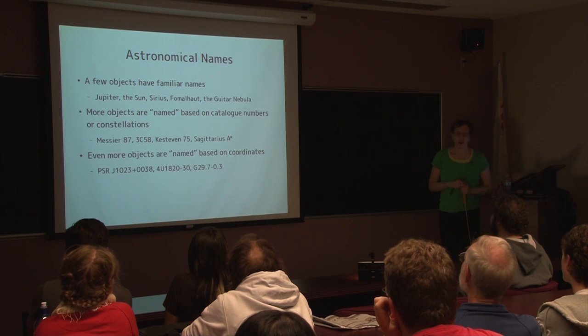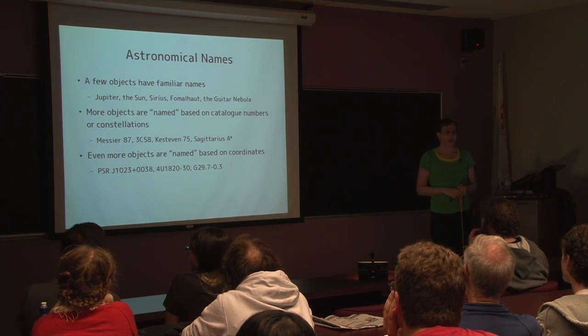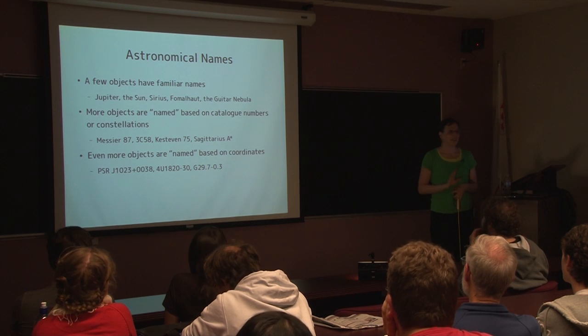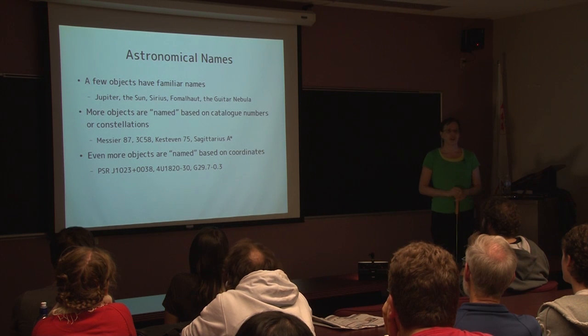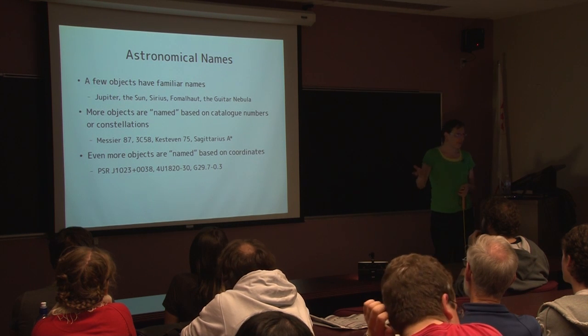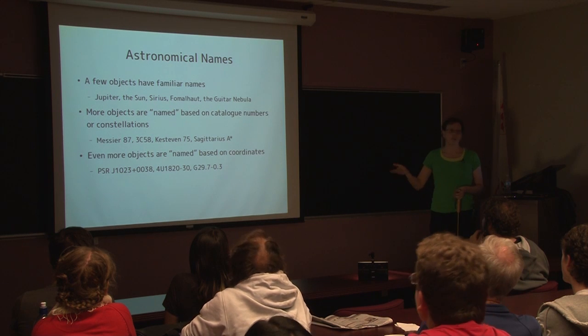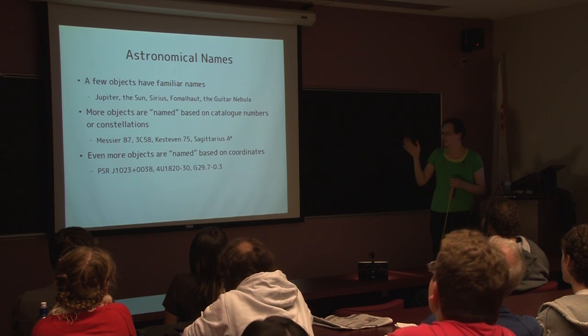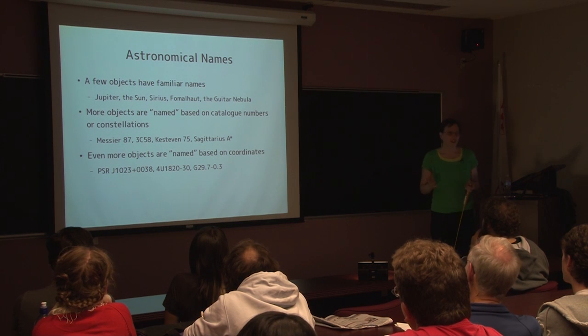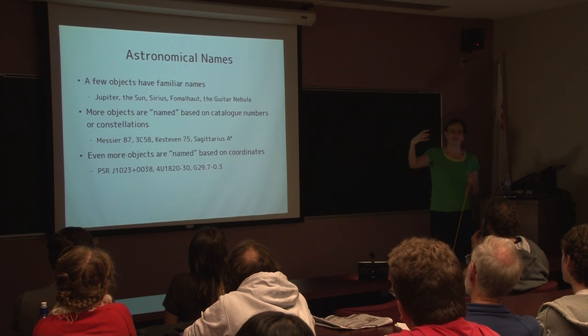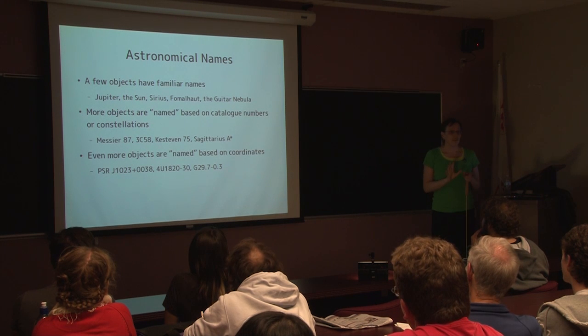But I'm going to move outside the solar system now, and I first have to give something in the nature of an apology. The names for astronomical objects. There are a few familiar ones, like Jupiter, the Sun, Sirius is the brightest star, it's the dog star, because Sirius has something to do with dogs, I don't know. Fum al-Hut, it's the mouth of the whale in Arabic. The Guitar Nebula is named because it kind of looks like a guitar. A few objects have names that you can cope with.